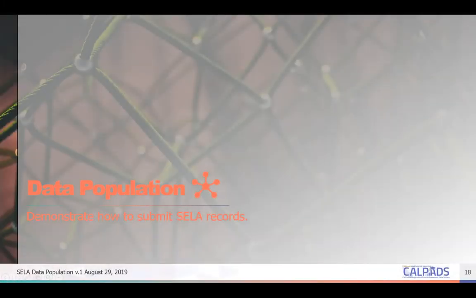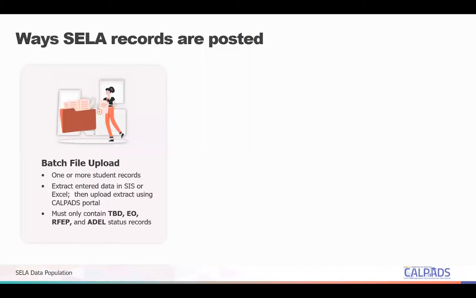So we now go to the actual data population where we demonstrate how to submit SELA records in CalPADS. There are three ways SELA records are reported to CalPADS. First is through batch file upload, where you can submit multiple records at once. You may extract the file from your SIS or use the SELA batch file template to build your file and then upload it to CalPADS. Batch files uploaded to CalPADS must only contain a status of TBD, EO, RFEP, or ADEL.